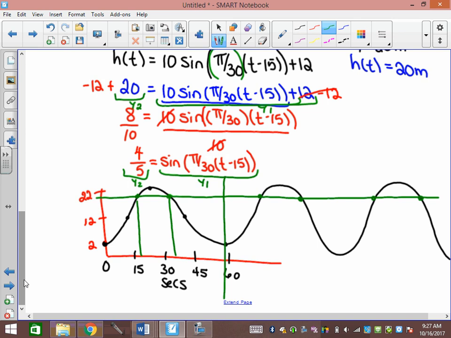So what do we get for the x's? Or t's, technically. T equals what? 23.9 seconds and 36.1. And they seem reasonable, right?